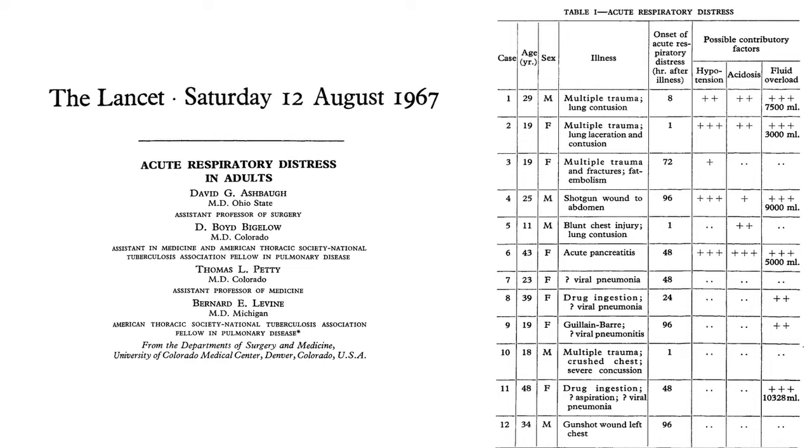In 1967, the first case series of 12 patients with ARDS was published. The oldest patient was 43, so a relatively young age group. The reported causes included lung contusion in about 4 cases, viral pneumonia in other cases, abdominal trauma, and acute pancreatitis as general causes for the occurrence of ARDS.